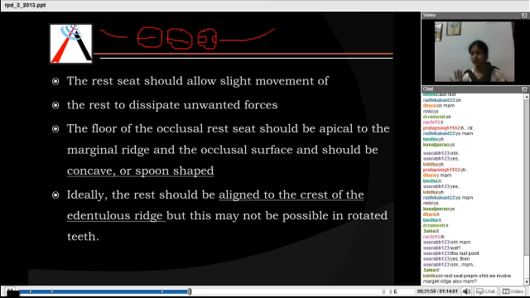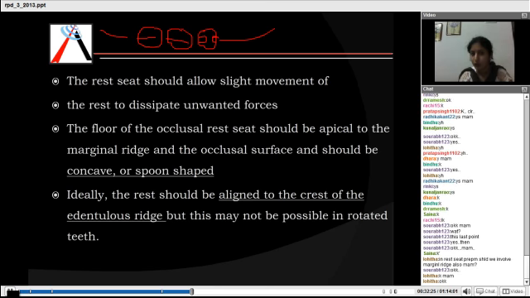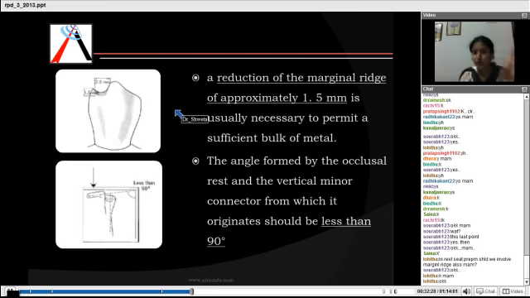See, you should not actually involve the marginal ridge. Yes, you have to put the mesial and the distal marginal ridges, you need to depress them a little. We'll come to that also. Obviously, you need to put a depression in the marginal ridge for your rest to attach. First, you pay attention to this. So, it should be aligned to the crest of the edentulous ridge. This should be concave or spoon shape, and it should allow movement.